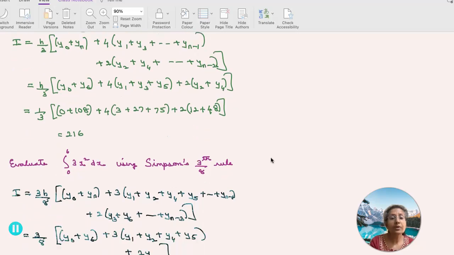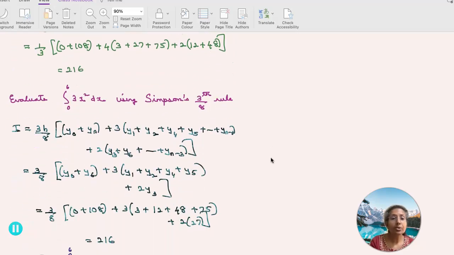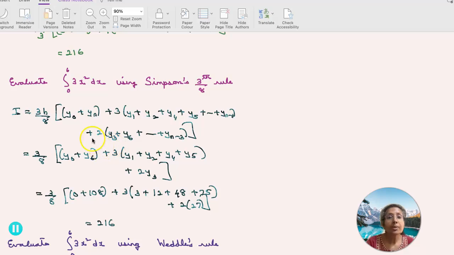The same thing if you have to evaluate using Simpson's 3/8 rule. Again, by Simpson's 3/8 rule, I is 3h by 8, y0 plus yn plus 3 times y1 plus y2 plus y4. So you have all the terms except multiples of 3, and then 2 times multiples of 3 up to yn minus 3. So this becomes 3/8 into y0 plus y6 plus 3 times y1 plus y2 plus y4 plus y5 plus 2 times y3, because the last term is already taken here. So substituting again, you get it as 216.